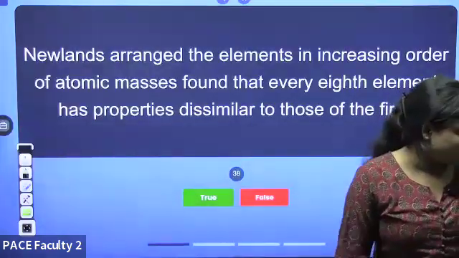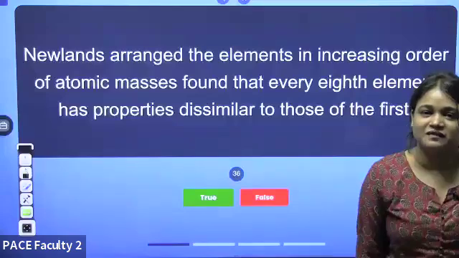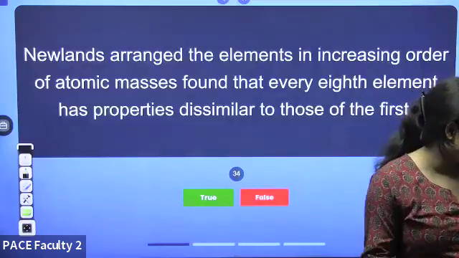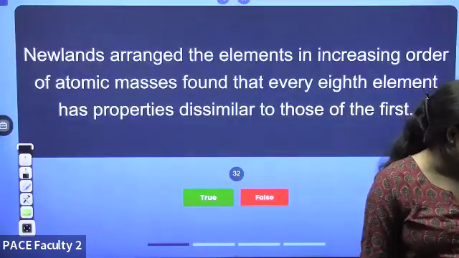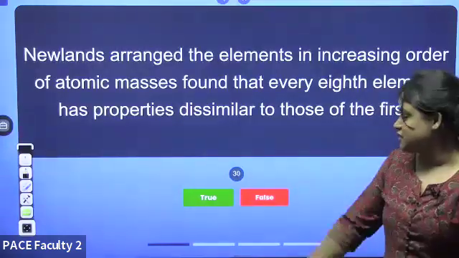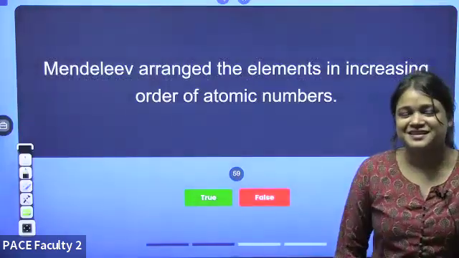Rati ma'am, where are you? AMRS Ambassa, where are you? Arihant, where is your answer? Dumka is saying false. Let's go with false. Perfect.